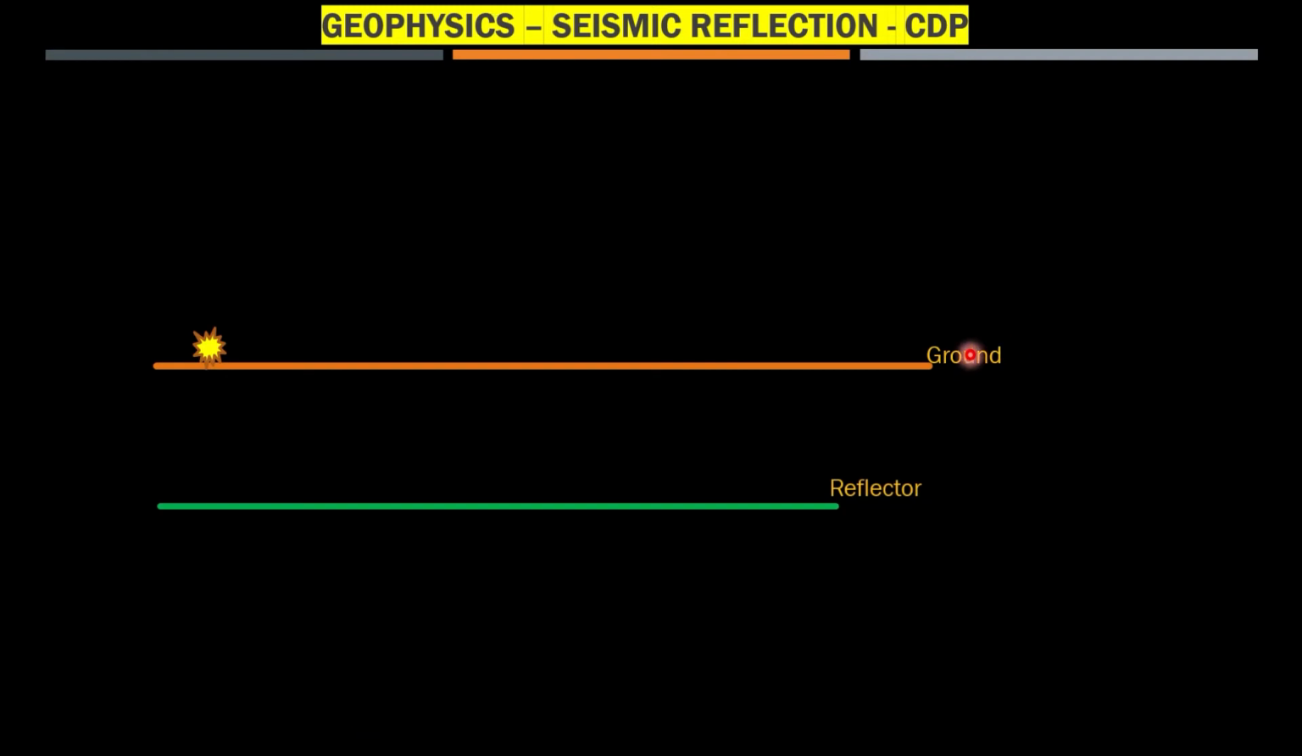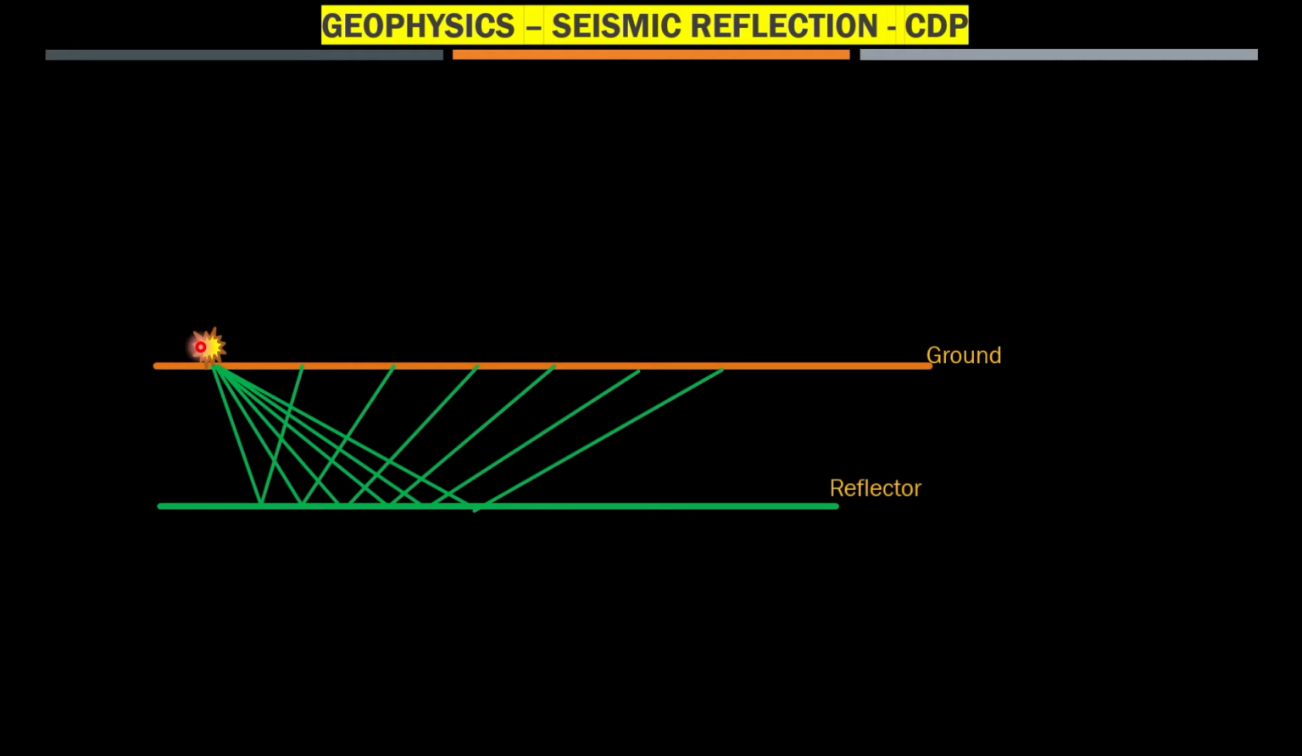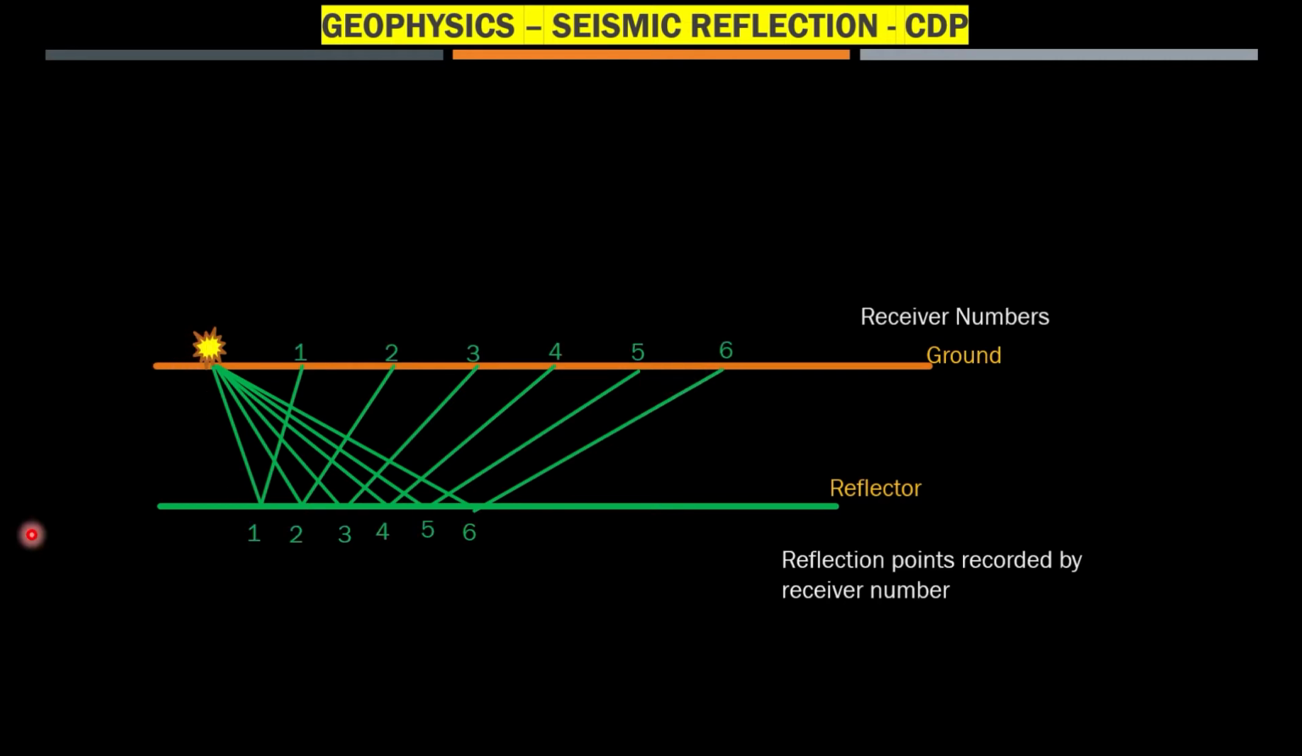Now I'll try to explain this CDP further by means of an animation. In this case, this is the ground, this is our reflector, and this is a seismic source, which could be explosion or vibration. When this explosive is blasted, we get an array of waves like this. Here, the waves are reflected at points 1, 2, 3, 4, 5, and 6 on the reflector, and each is reflected back as a single reflection from a single point. See here, a single reflection from point 1, a single reflection from point 2, and so on.